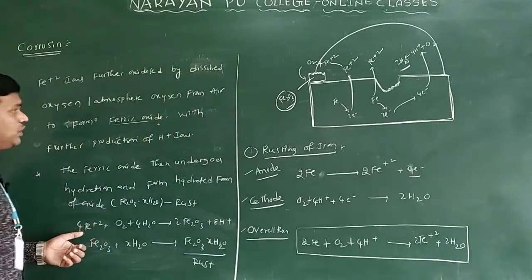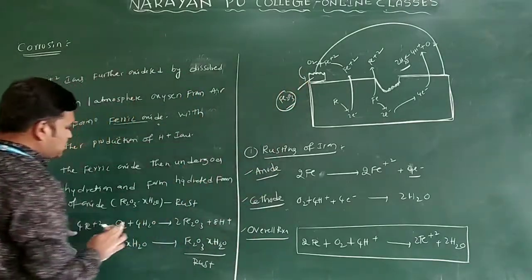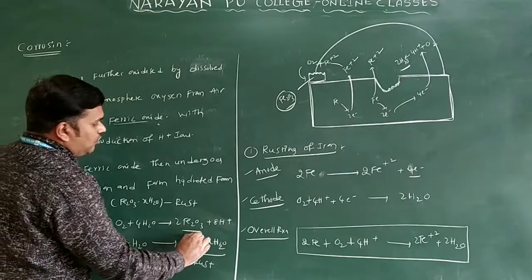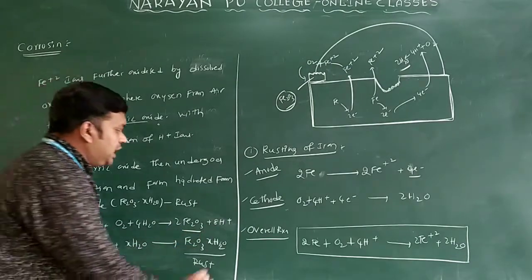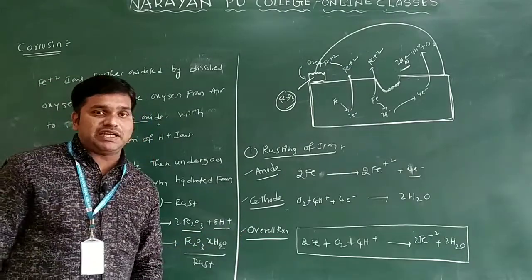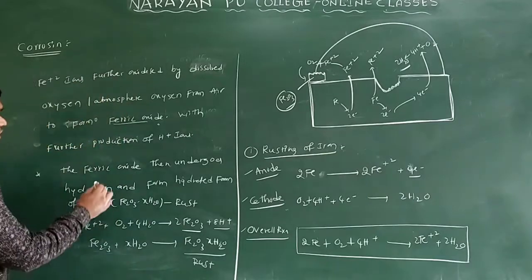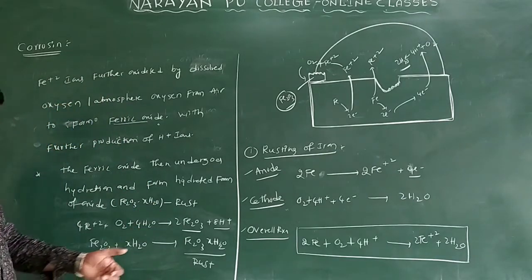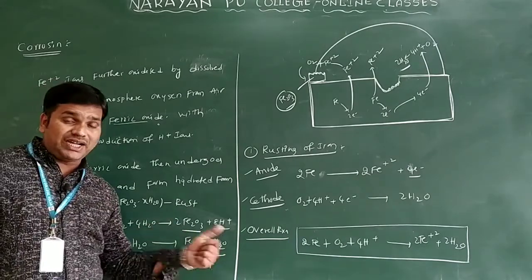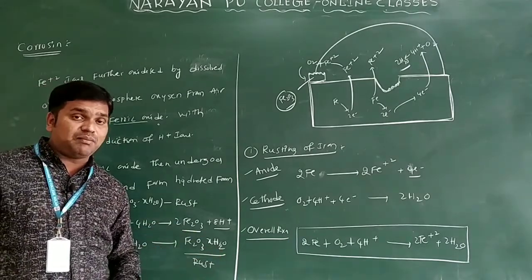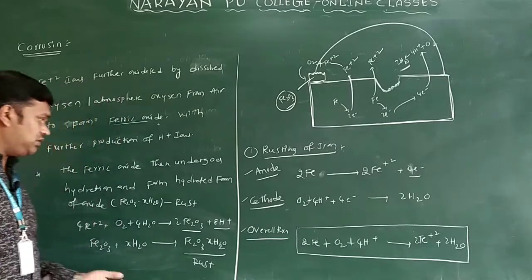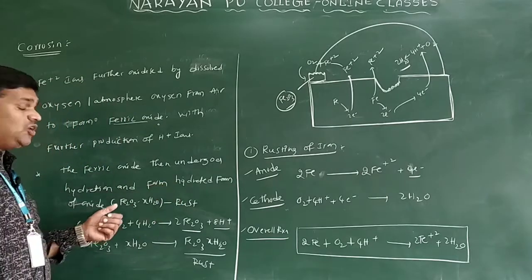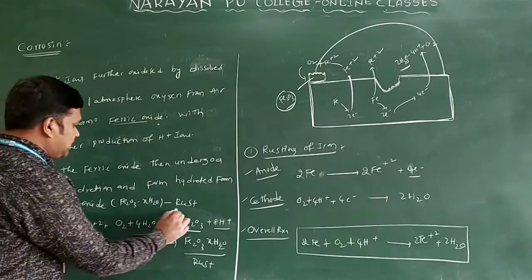This Fe plus 2 ion will combine with oxygen and water. They will form ferric oxide Fe2O3 and produce further H plus ions only. Now see the next point here. The ferric oxide then undergoes hydration. Whatever ferric oxide is formed here undergoes hydration. Hydration in the sense combined with water, they will form the hydrated form of oxide that we are calling rust.